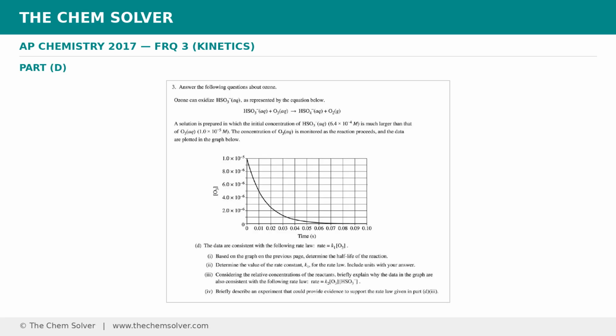3. Considering the relative concentrations of the reactants, briefly explain why the data in the graph are also consistent with the following rate law: rate equals k2 [O3][HSO₃⁻]. 4. Briefly describe an experiment that could provide evidence to support the rate law given in part D3.